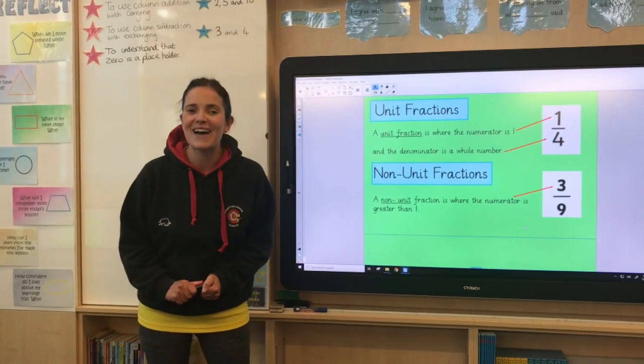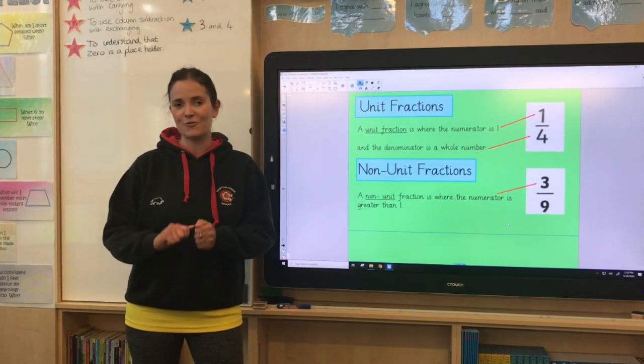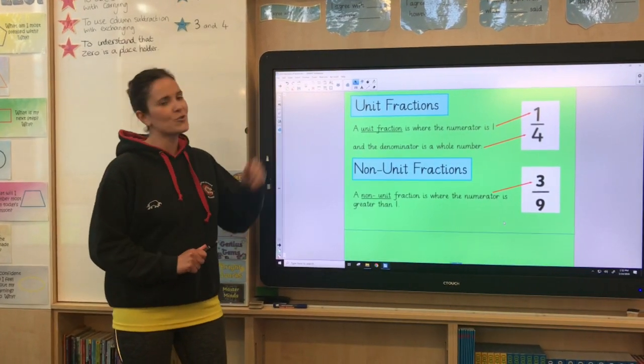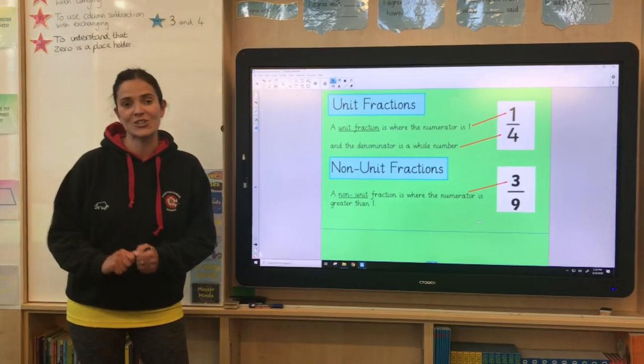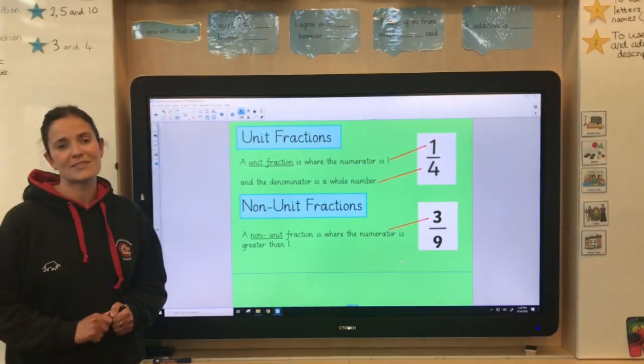Welcome back to Maths. Now today we are going to be carrying on with our learning about fractions. Up here we've got some vocabulary that we looked at last week. Just want you to remind yourselves of what these words mean.